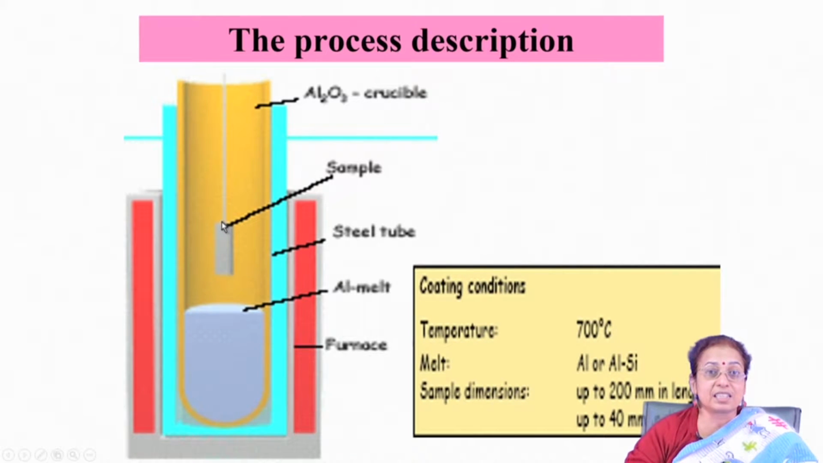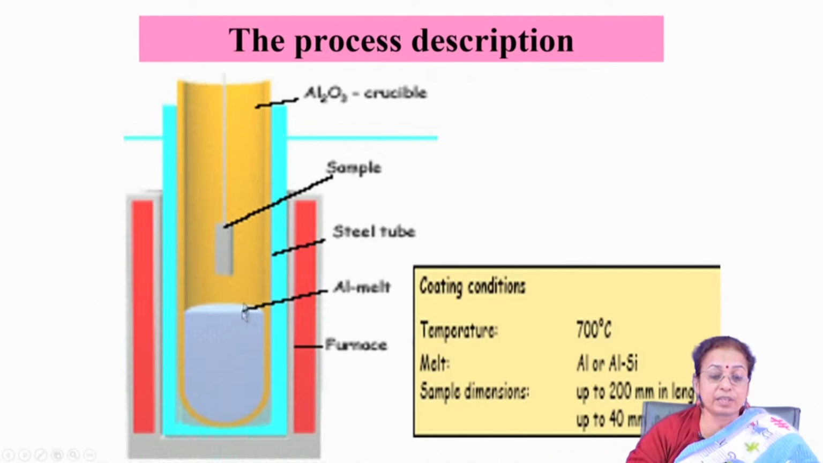So, cleanliness is the primary requirement for the substrate. Without cleaning you will get very poor adherence of the coating on the substrate. So, it is important that you clean it, then after the cleaning is over, you dry it properly, and after that you do the hot dipping operation.